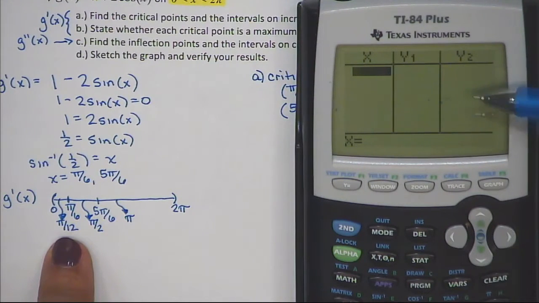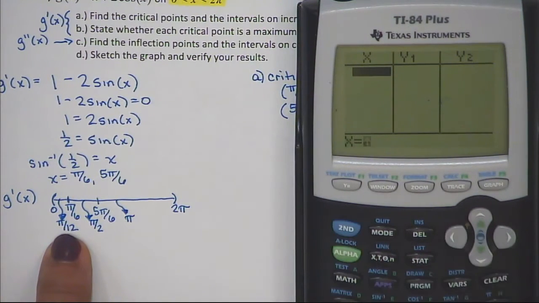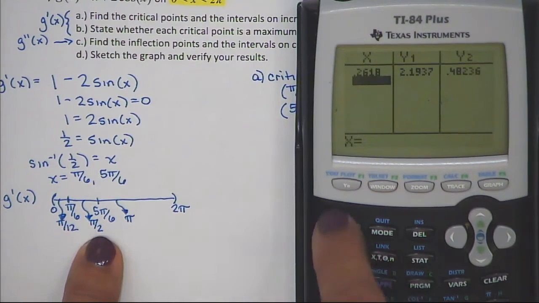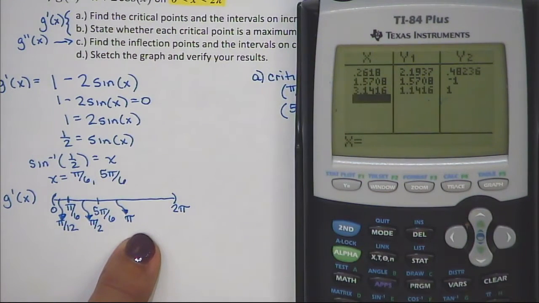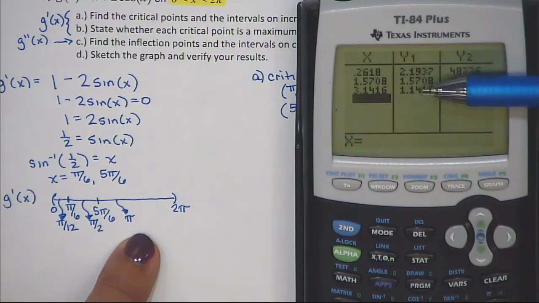And this is the first derivative over here. So I'm going to put in pi divided by 12. I'm going to put in pi over 2. And I'm going to put in pi. All right, so this is what I care about. I don't want the y values. These are the y values. I want the derivative values.